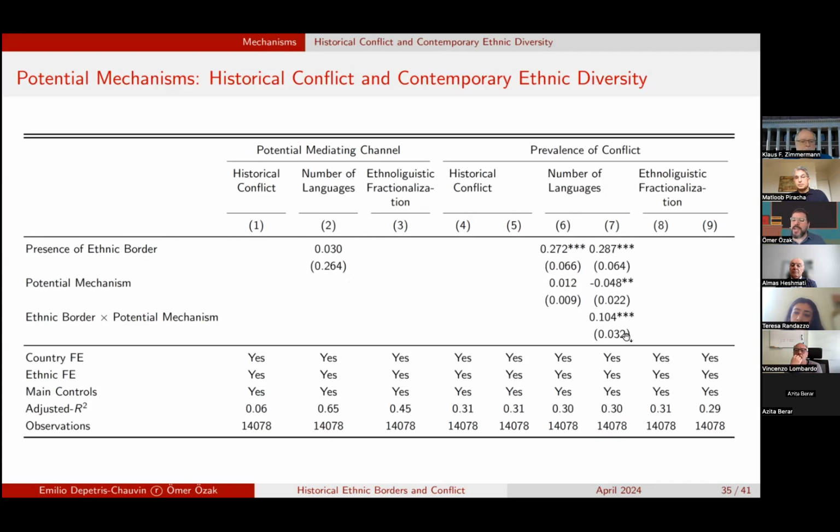Yet when we do the interaction, what we find is that more diverse locations, where they have more languages, seem to have less conflict, right? This could be partly reflecting perhaps population densities, etc.